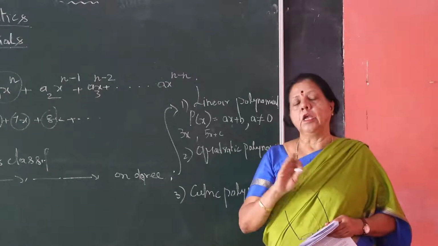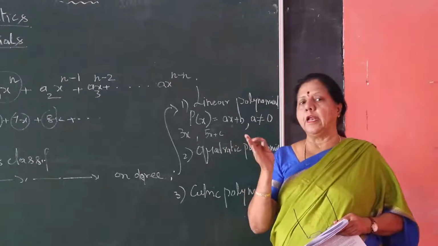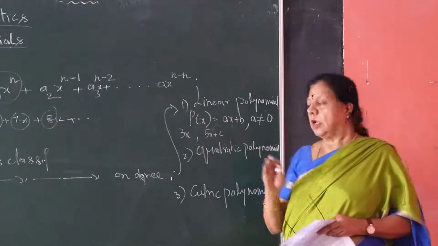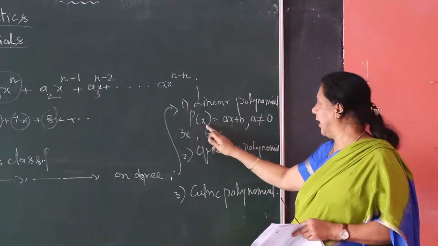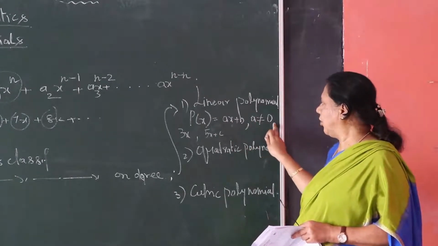Single variable. It may be x, it may be y, it may be p, it may be any small letter in algebra. Understand? So this is what we call a linear polynomial. P of x is equal to ax plus b, where a is not equal to 0.